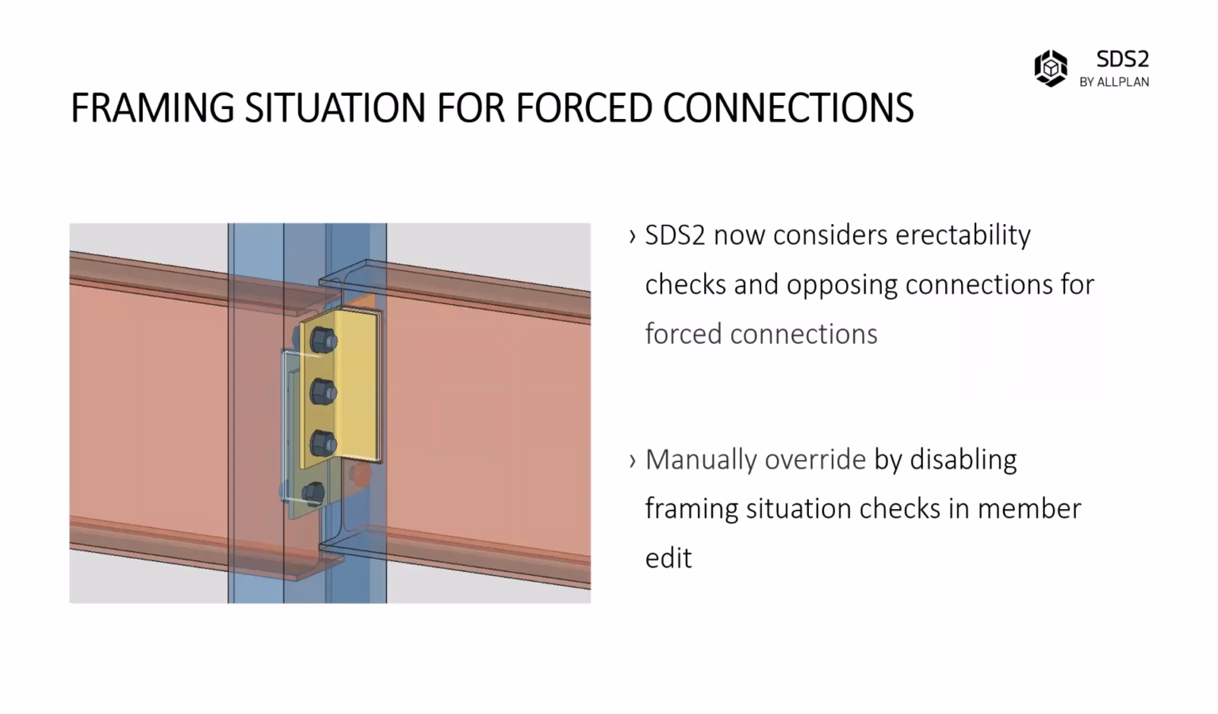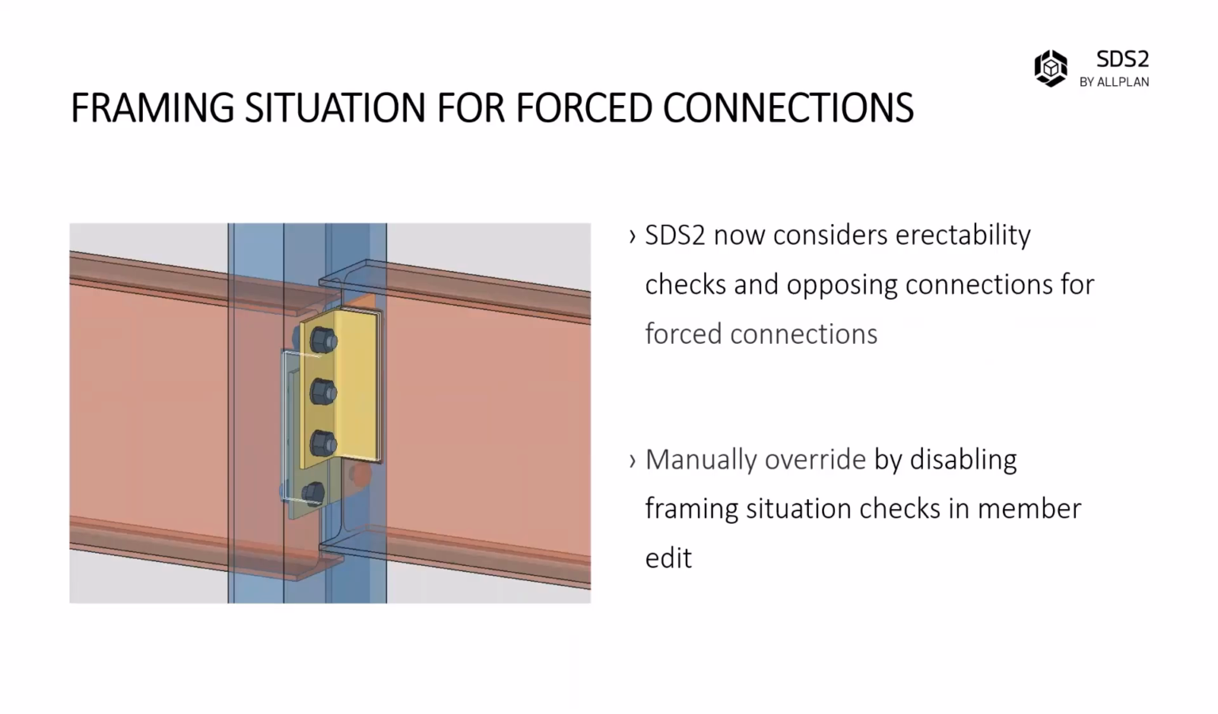The third project is framing situation checks, also known as framing sit, for forced connections. In previous releases, only passed connections went through framing sit. Framing sit is a part of the process that looks for surrounding connections and determines if connections need to be adjusted. For example, should connections be shifted to align bolts, or should a flange be cut to avoid a clash?